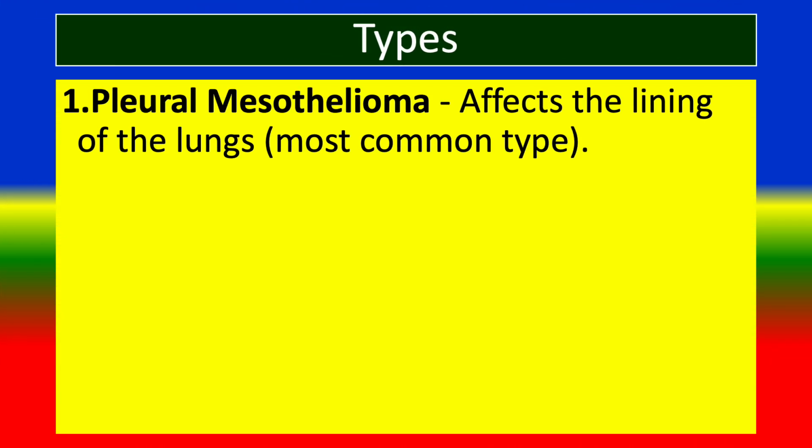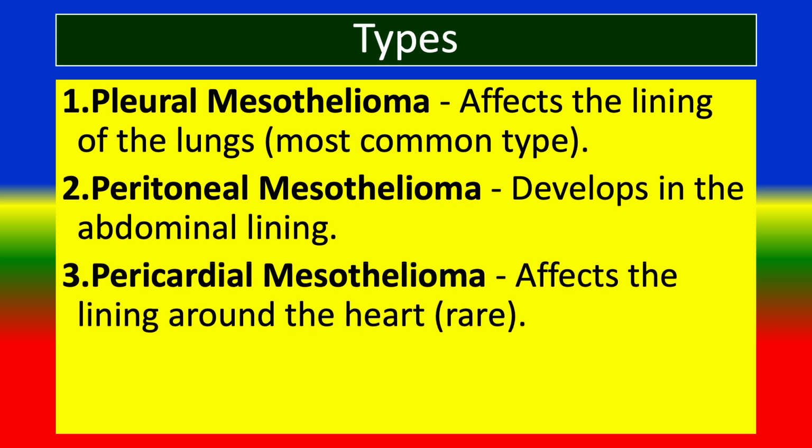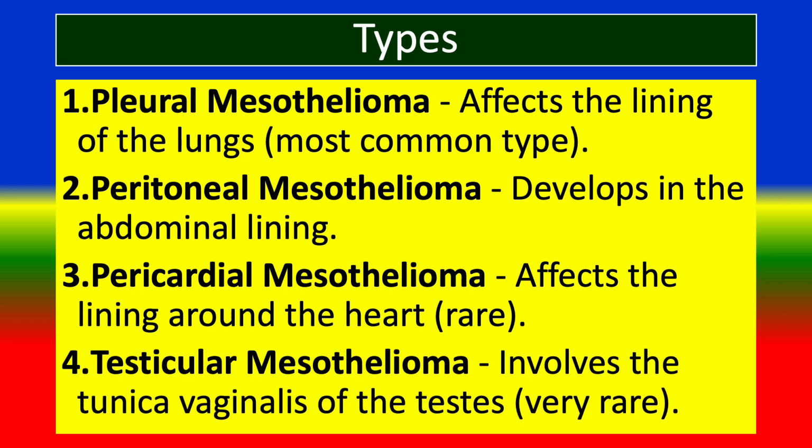Types: 1. Pleural mesothelioma affects the lining of the lungs. Most common type. 2. Peritoneal mesothelioma develops in the abdominal lining. 3. Pericardial mesothelioma affects the lining around the heart. It's a rare one. 4. Testicular mesothelioma involves the tunica vaginalis of the testis. Very rare.